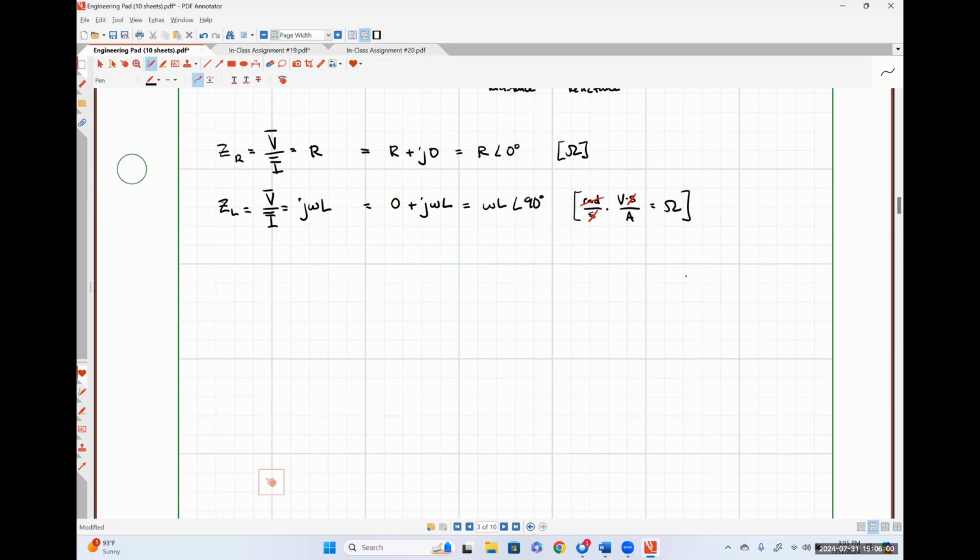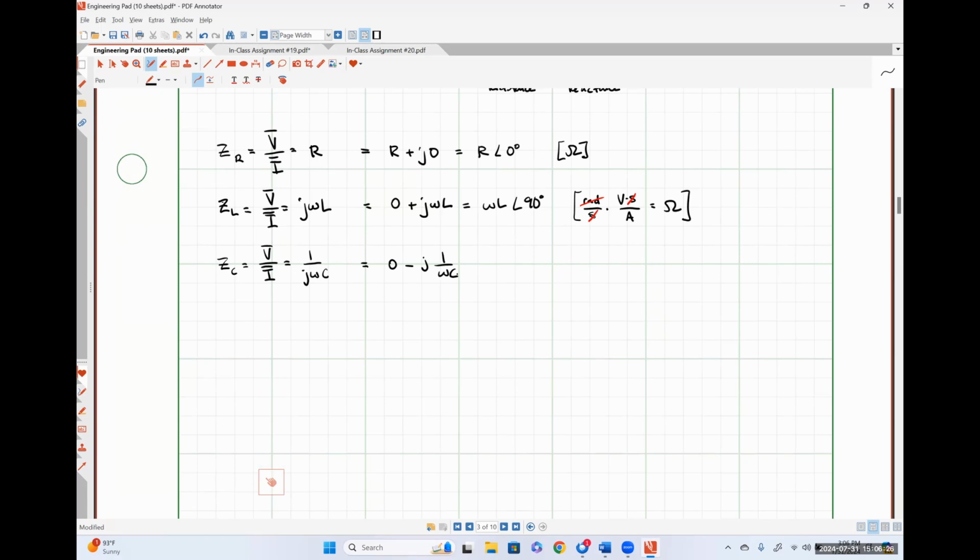Let's wrap things up here with a capacitor, right? So the impedance of a capacitor would simply be the ratio of the phasor voltage to the phasor current. And this is going to come out to be 1 over J omega C, which would look like 0 minus J times 1 over omega C.